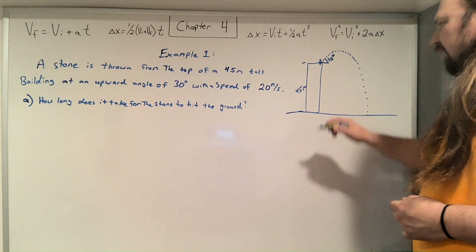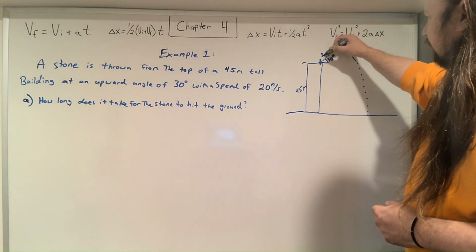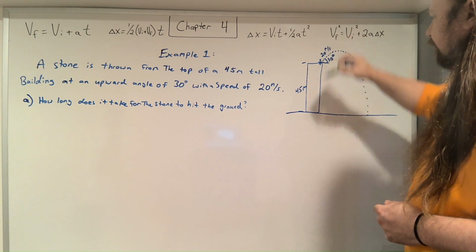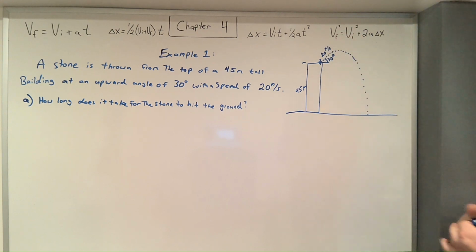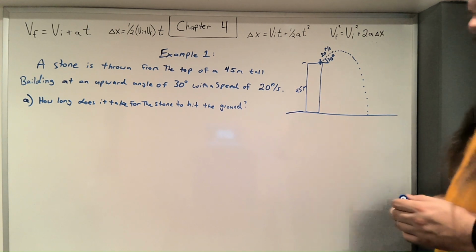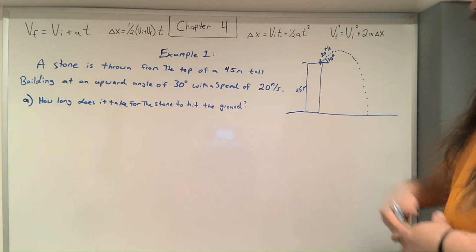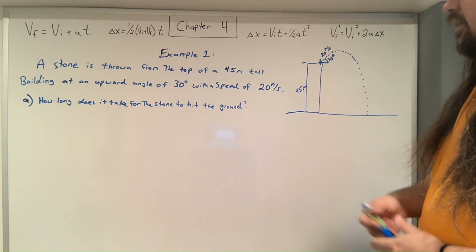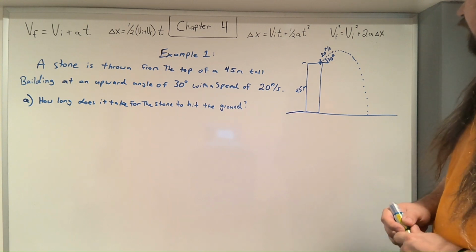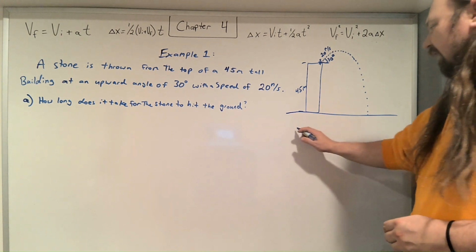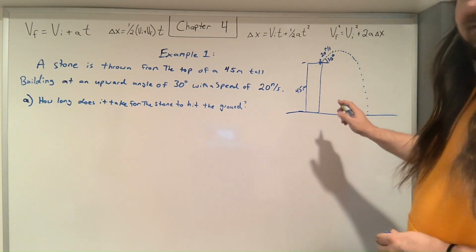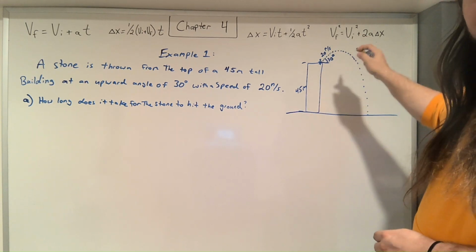Now, that initial speed of 20 meters per second, I can put that up here if I want. And that's all that it gave. It didn't give a whole lot of other numbers. 45 meter tall, 20 meters per second, 30 degrees. So how long does it take for the stone to hit the ground? Well, on our normal 1D problems, when we were talking about this, we would always make a table. Okay. With this one, we actually have 2 dimensions that we're talking about. It moves in the X and it moves in the Y.